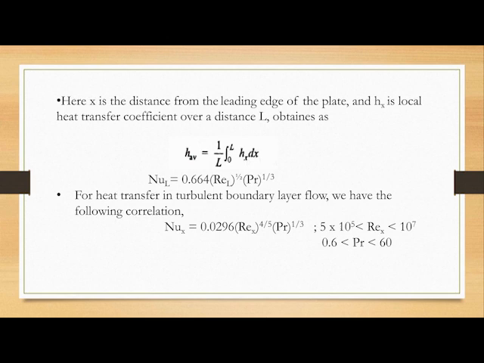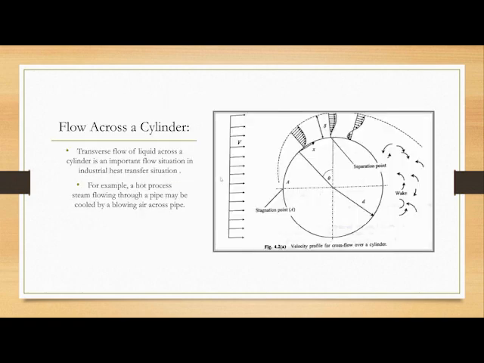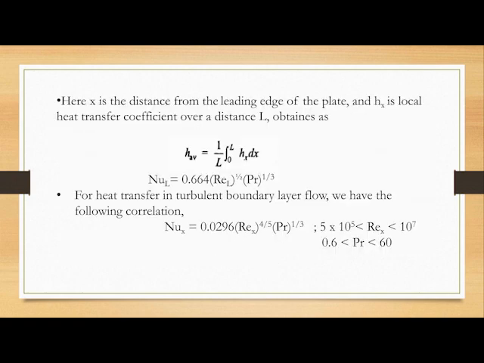So here we have the correlation for flow across a cylinder. Here it's given by this equation: h equals 1 by L, integration from 0 to L of hx dx, where x is the distance from the leading edge of the plate and hx is the local heat transfer coefficient over a distance L.